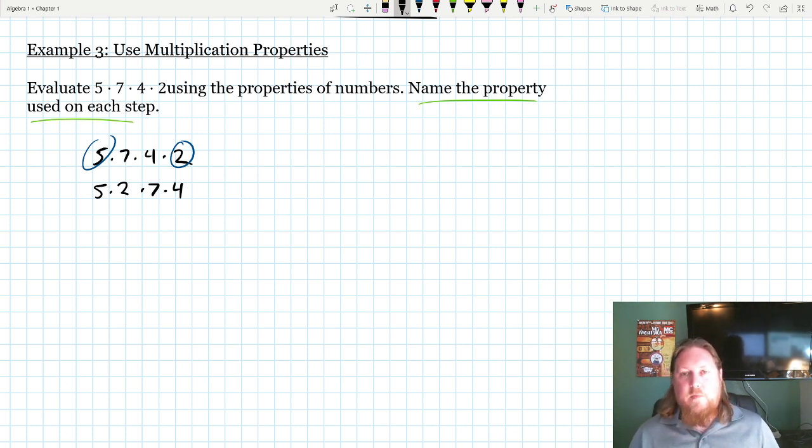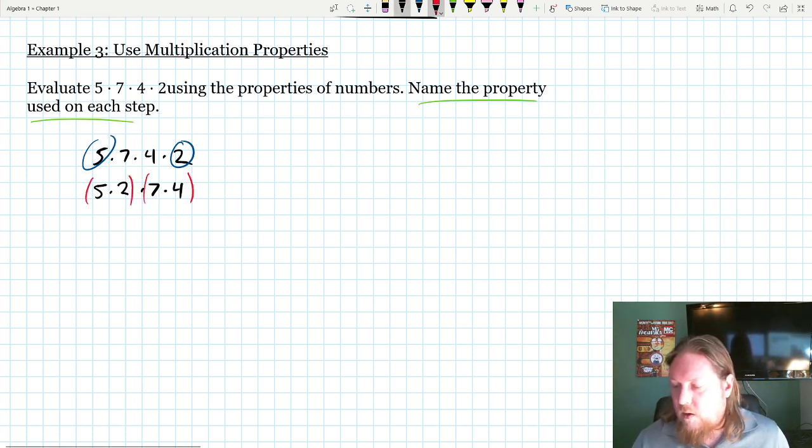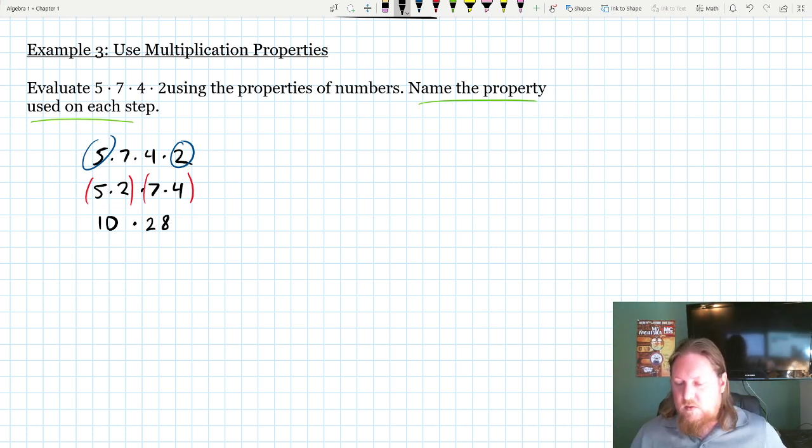Now 5 times 2, I want to do that part first, and I'm actually going to put some parentheses around these things. This is something I actually forgot to do in the last one. 5 times 2 is 10. 7 times 4 is 28. Putting those parentheses around is the associative property. Because I'm just saying, I want to multiply these two numbers first, and I want to multiply these two numbers separately. And that just makes my life easier, because 10 times 28, all I got to do is add a 0 to the end of the 28.